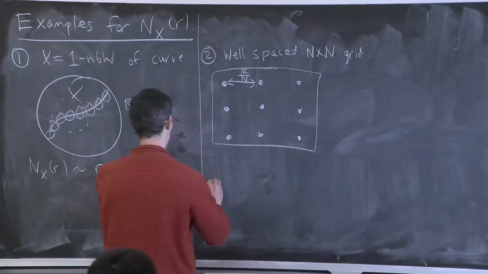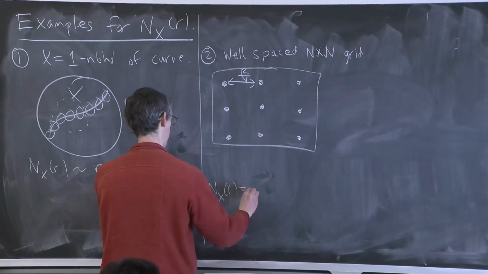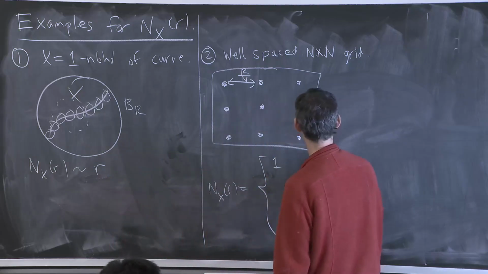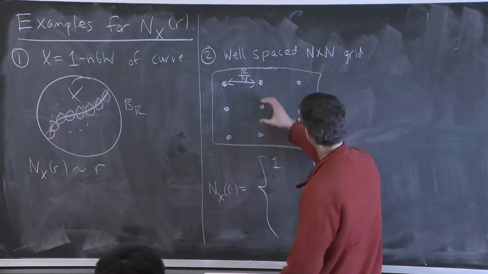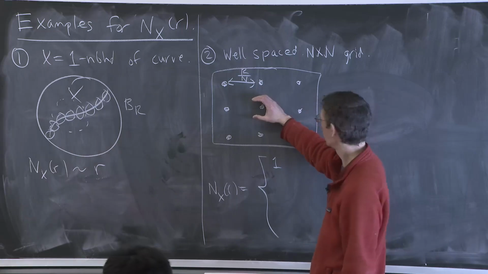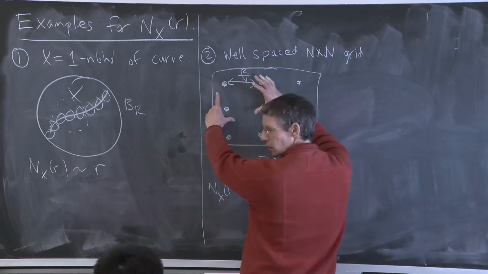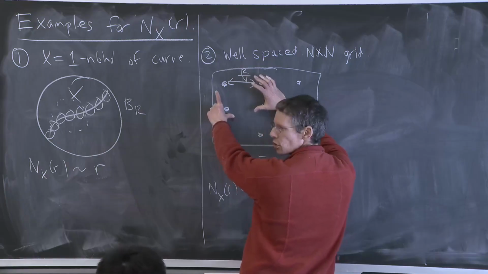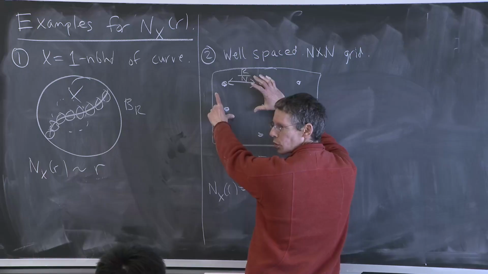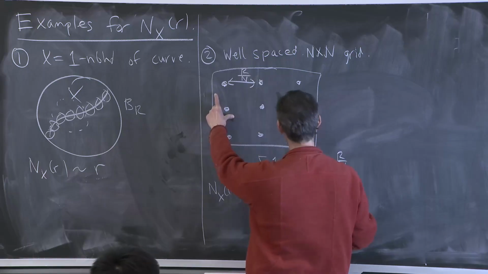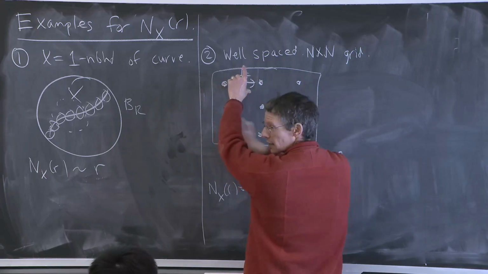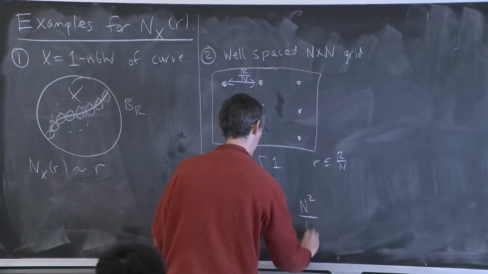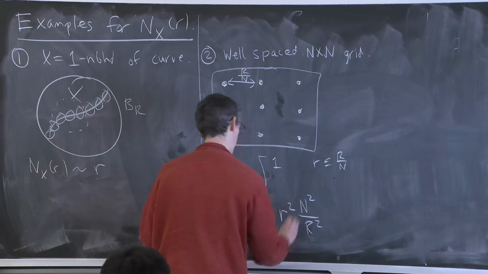OK, so now what would n_X of r be like? Well, it would be 1 for quite a while. If our radius is less than r over n, then this would be 1. But then eventually, as the radius gets bigger, it would get bigger than 1. And at that point, it would be its fair share of the total size of X. So once r is bigger than this threshold, every little r ball contains the same amount of X. And so the density of X is like n squared over r squared. The area of the ball is like this.